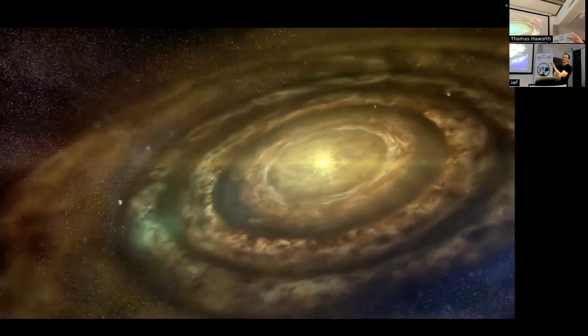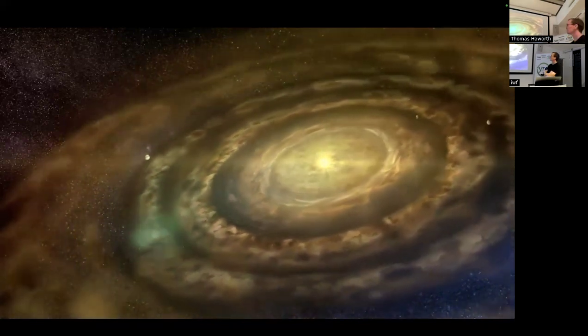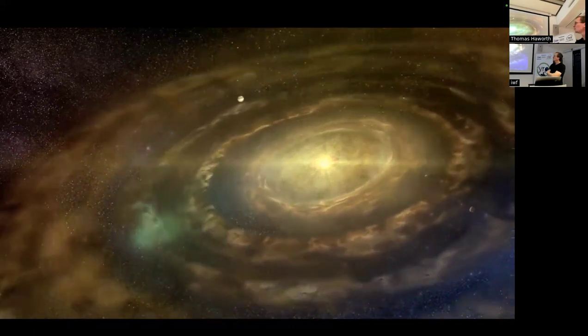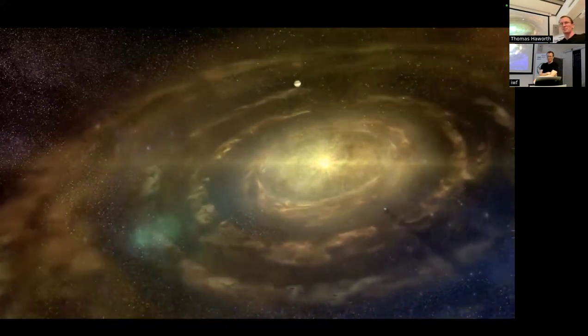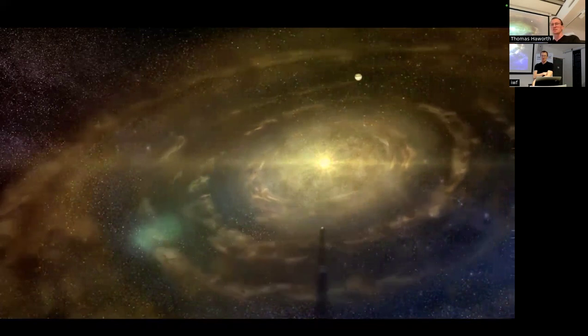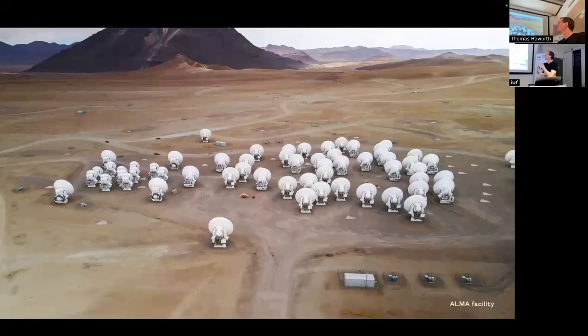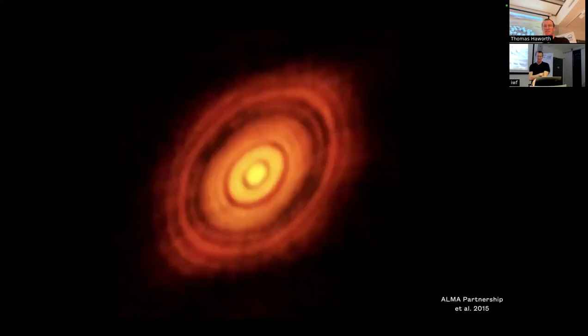So this is obviously just an artist's impression. This process takes potentially 250,000 years or more. So these disks are left over from the star formation process and are what produce the planets. And I mentioned ALMA a minute ago, but this is a facility in the Chilean desert. It's an interferometer that lets us study these disks in the sub-millimeter and millimeter wavelengths. It's really revolutionized our view of these disks.